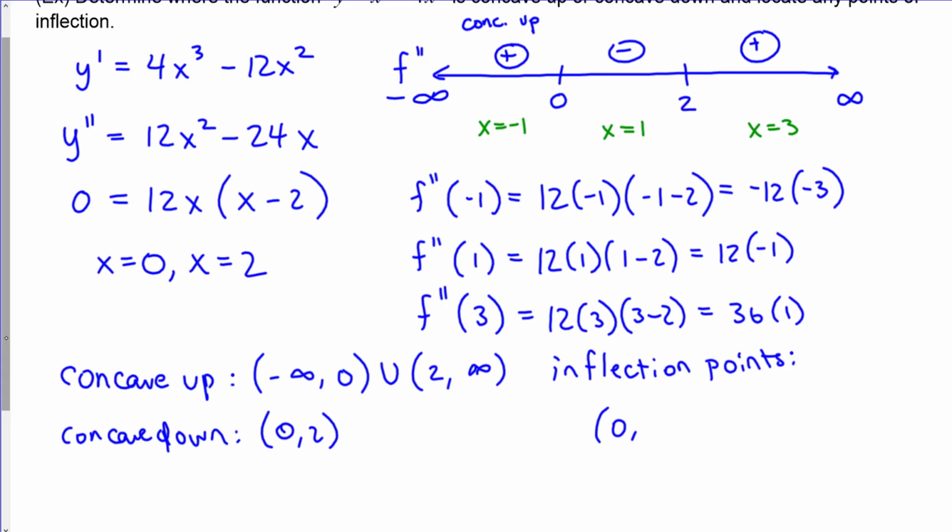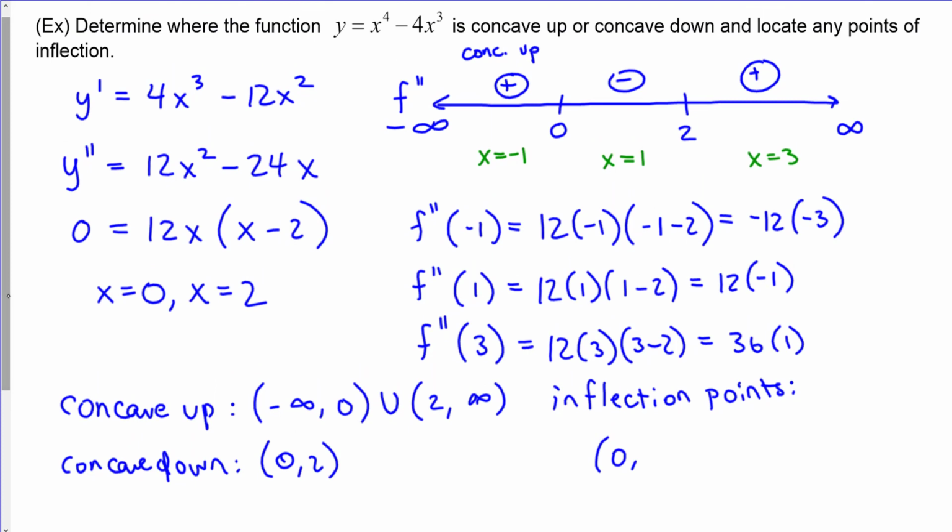All right, so if I plug in 0 to my original function, because I just want the y value associated with it, it's 0, 0. And then when x is 2, then I have to do 2 to the 4th minus 4 times 2 cubed, which is negative 16. And you can use a calculator there if you like to come up with that.